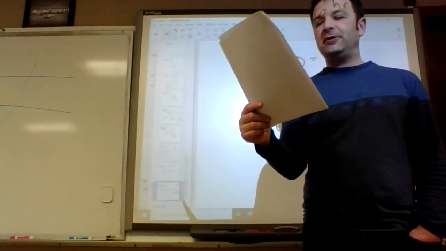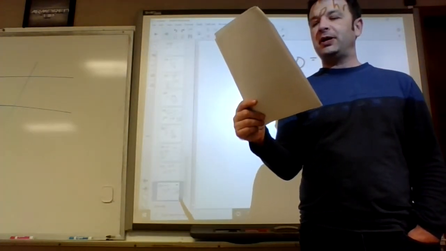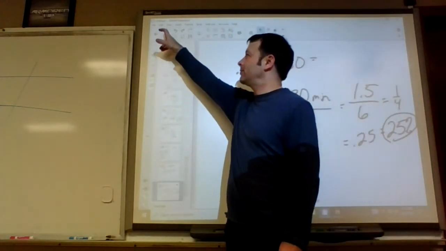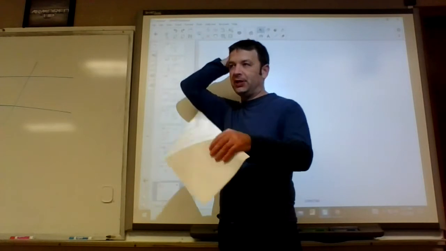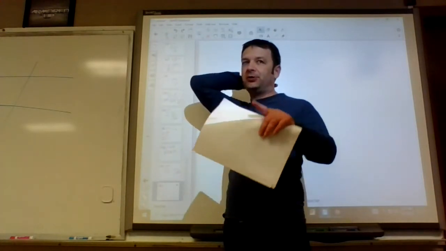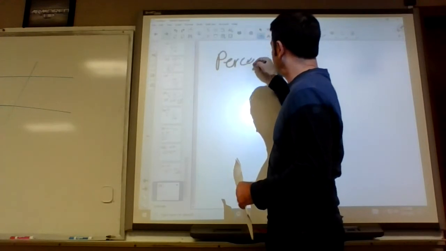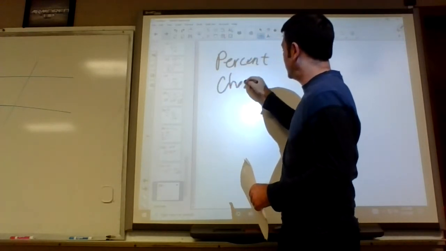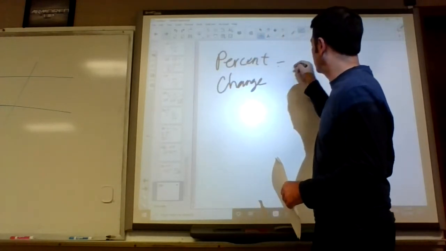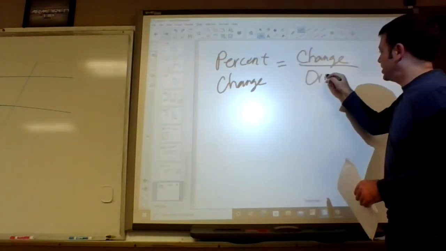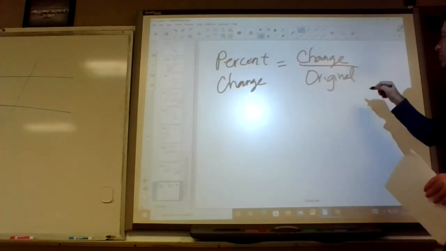Number 17, find the percent increase or decrease, round to the nearest tenth of a percent. Okay, this is a little formula we had for chapter 3, so you probably want to put this in your notes. Caden, what was it? Percent change equals change divided by original.